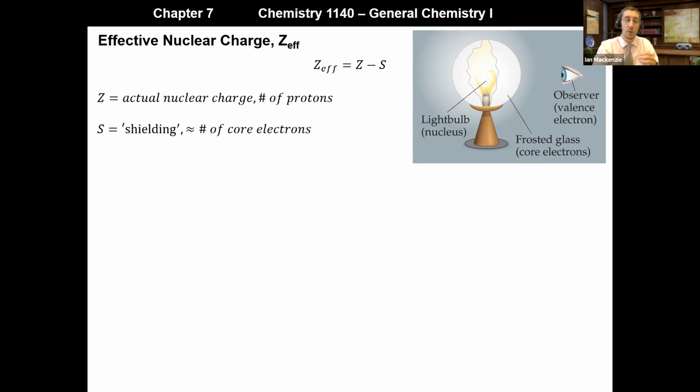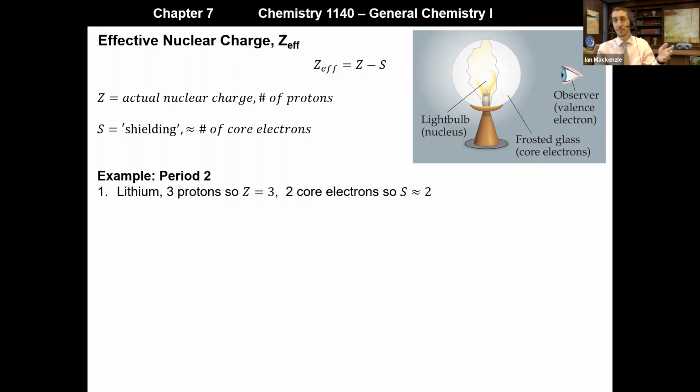So how does this work then in a couple examples? Let's just take period 2, the second row, and just do a few examples. So let's start with lithium. Its atomic number is 3. It has 3 protons, therefore, and so Z is just 3. It has 2 core electrons because its electron configuration is 1s2, 2s1.